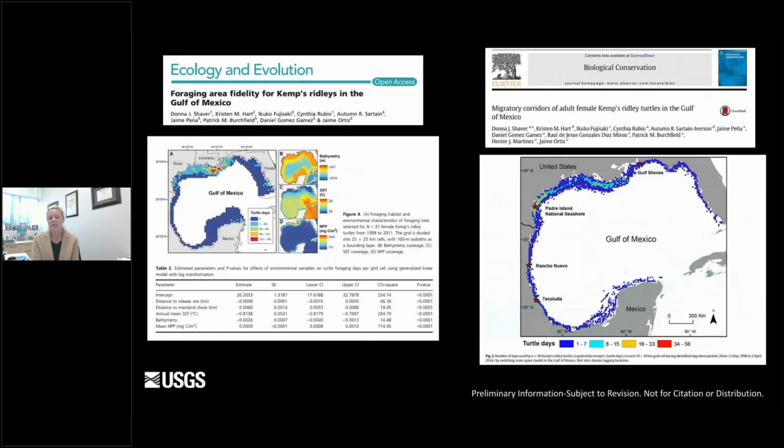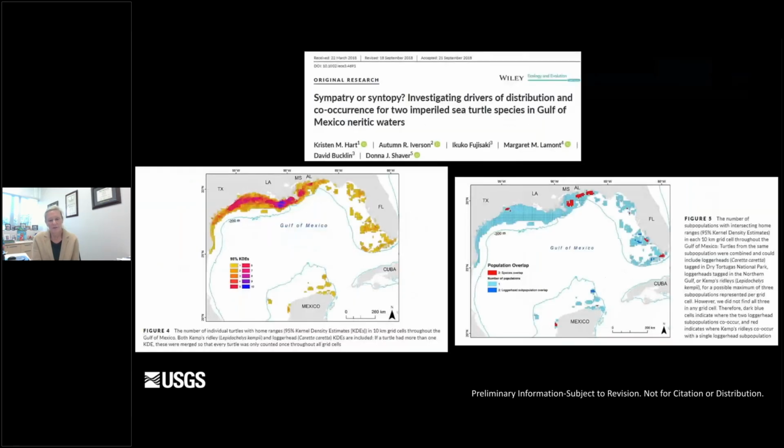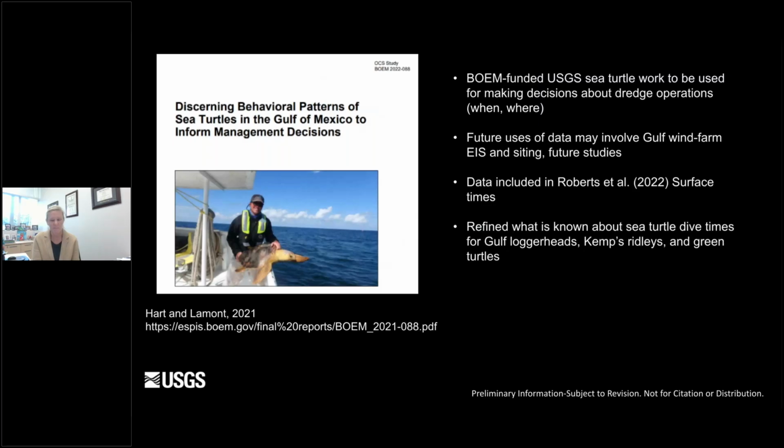These are just additional data layers that are available. We've worked with Donna Shaver a lot on spatial ecology of Kemp's Ridley, so we have looked at migratory corridors as well as where these animals are, and this was particularly important after the Deepwater Horizon spill. Next slide. And we've gone further to show where both species and even multiple different management units of these species occur. So again, hotspot mapping has become a large part of what I'm doing with the spatial data. Next slide.